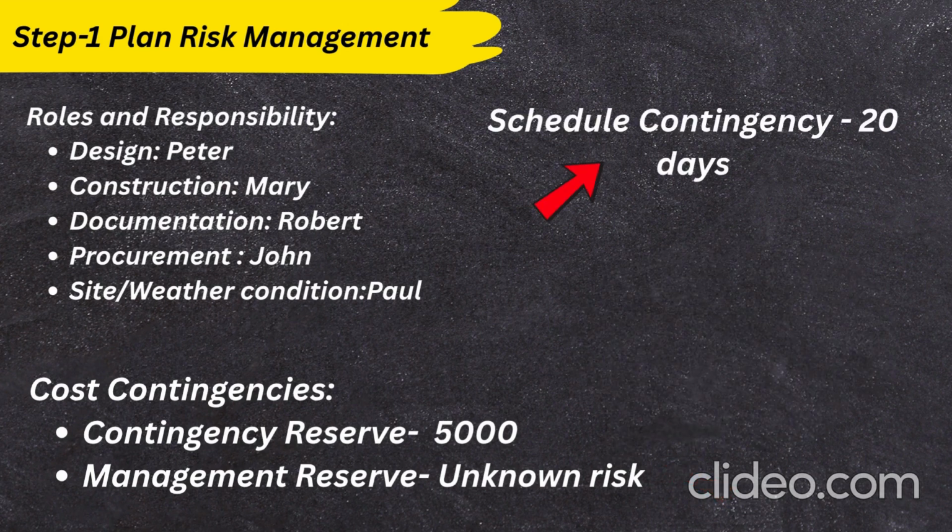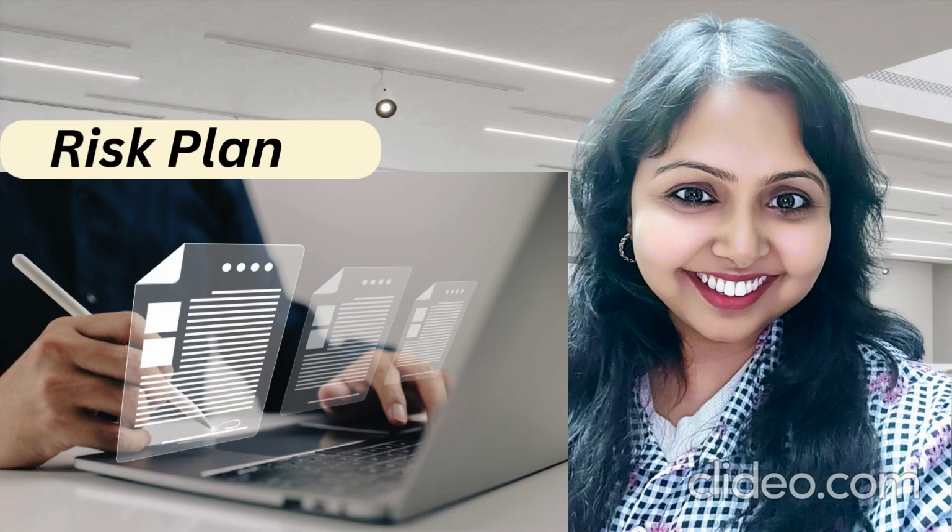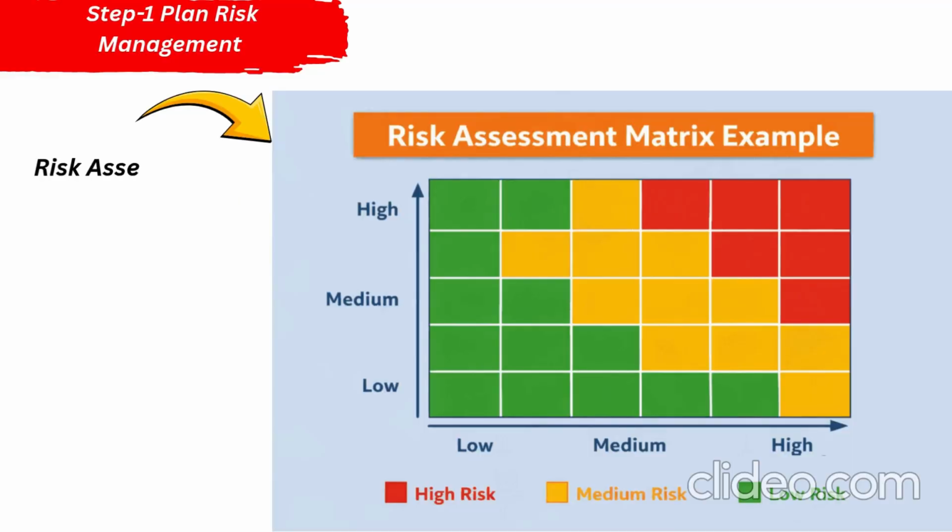Next we will add the schedule contingency, which is extra time. So you can put any, like suppose you can take 20 days based on your project timeline, you can estimate your schedule contingency. Here I am taking 20 days extra to manage some unplanned work or issues which happens in the project. So the next element which we are going to add in the risk plan is risk assessment matrix.